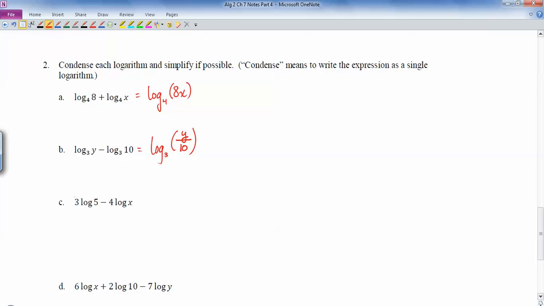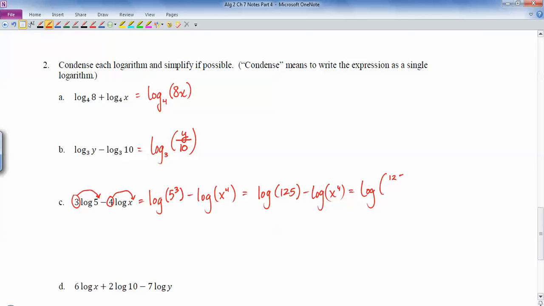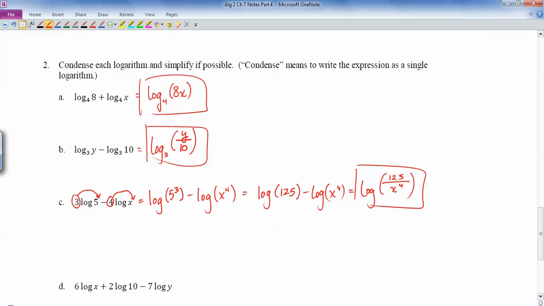But remember, the numbers in front can come up top and become the powers. So this turns into log of 5 cubed minus log of x to the 4th. 5 cubed is 125, so I'll just rewrite that. 125 minus log of x to the 4th. And now it's a difference, so it's kind of like part B, where the first term ends up as the numerator, and the second term ends up as the denominator. Oh, I forgot to box these, but oh, okay.